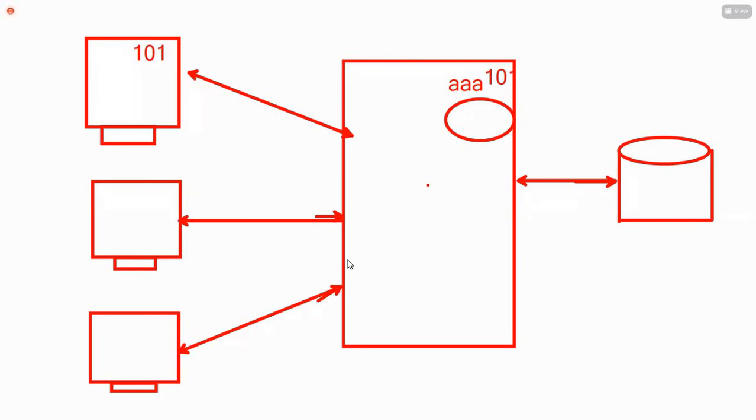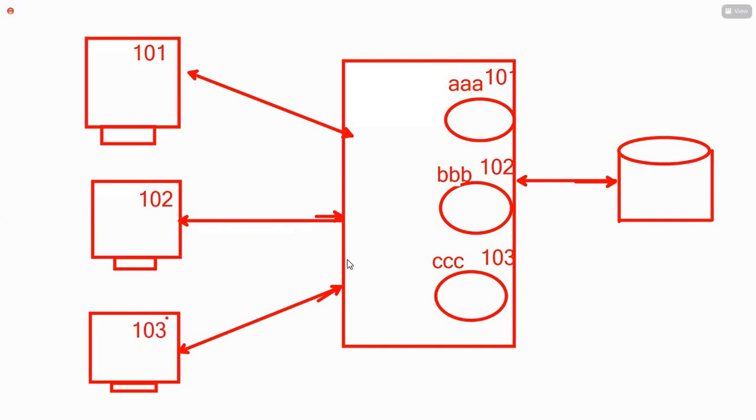Now, for the second user also memory is allocated. Username BBB. Now here the 102 ID is created. That ID is passed to the client system, stored in cookies or appended to the URL. Anyone can append. Here also the same style. CCC user, 103 session ID. Now 103 password. It is stored.